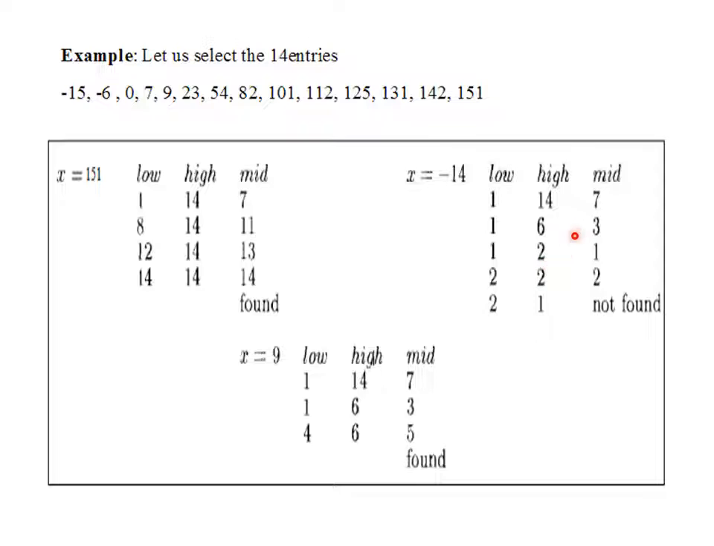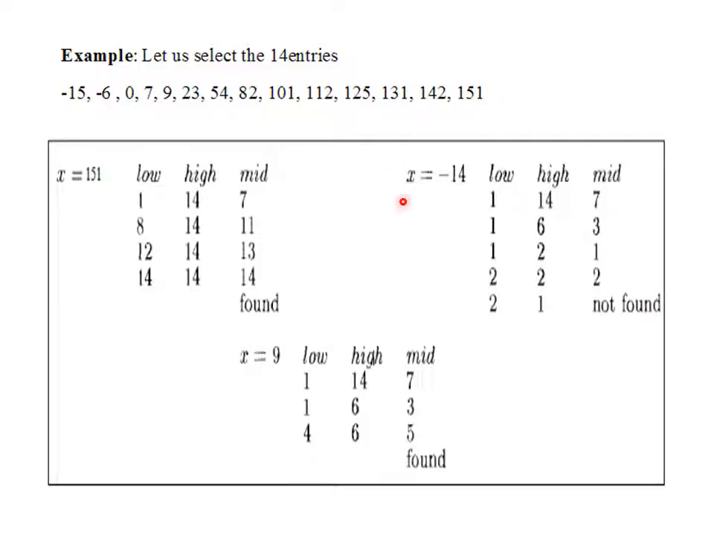So again we go to the lower part, and high is reduced to mid minus 1: 3 minus 1 is 2. The low value we are not changing. So 1 plus 2 is 3, divided by 2 is 1. So the mid index we are getting is 1, and the item at that index is minus 15. So minus 15 is not equal to minus 14.